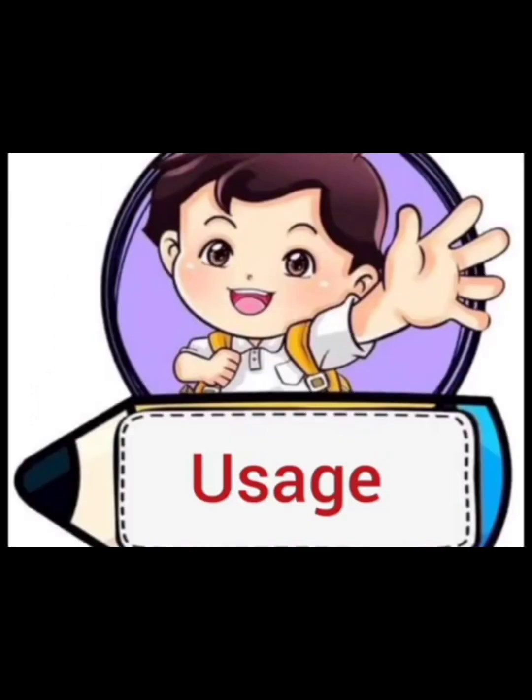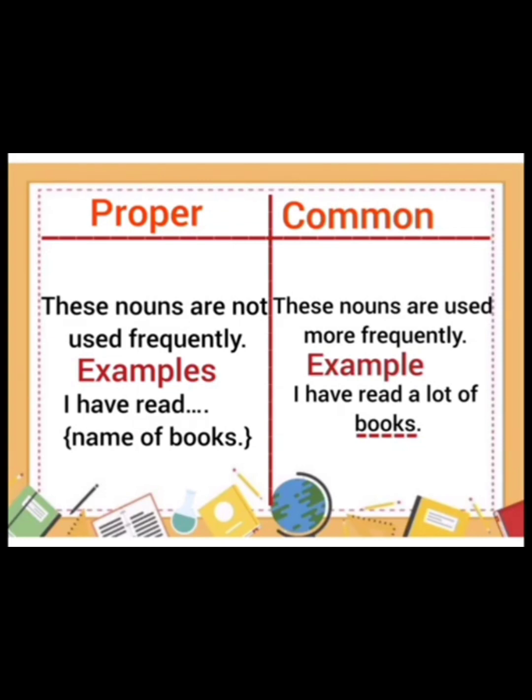Next, we have the difference on the basis of usage. Proper nouns are not used frequently and common nouns are used more frequently. For example, if you are talking with someone and you mention that you have read, and you have to take the names of a lot of books that you have already read, instead of that, you say, I have read a lot of books. So normally we use common nouns more frequently in our daily life.